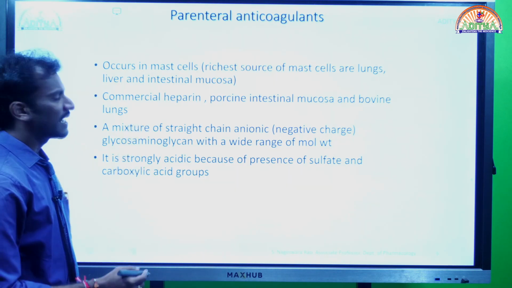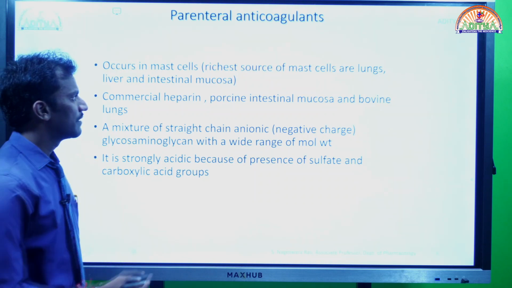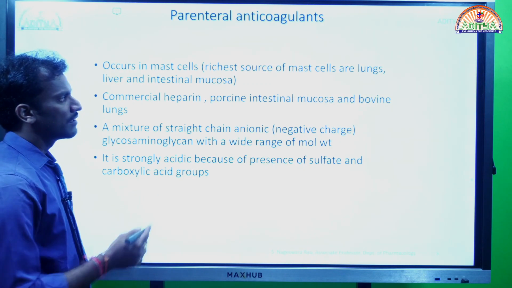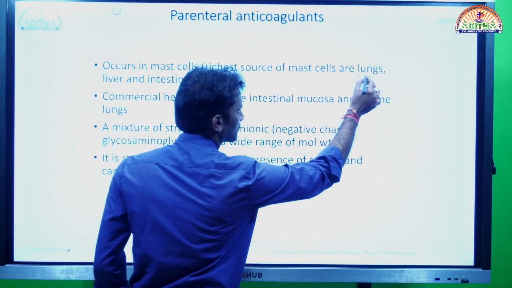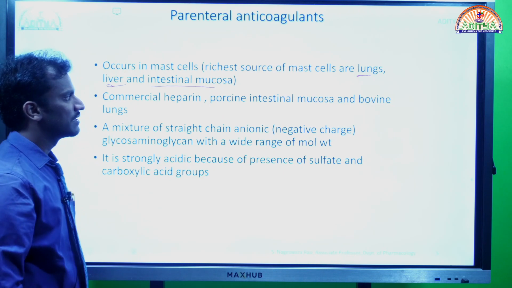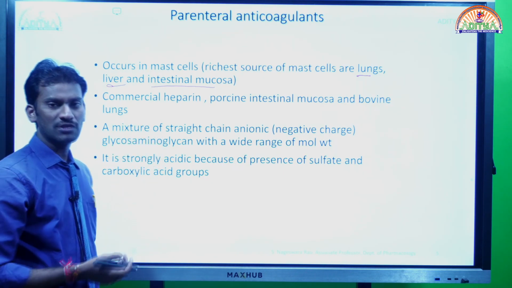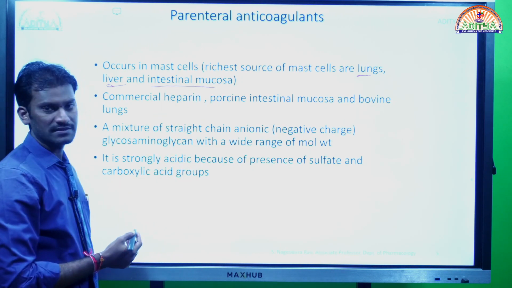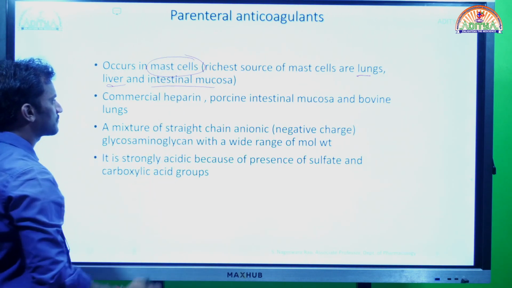Heparin occurs in mast cells. It is present in mast cells. The richest sources of mast cells are lungs, liver, and intestinal mucosa. In the lungs, liver, and intestinal mucosa, there is a vast source of mast cells. In the mast cells, the heparin will be present. Okay, the source is mast cells.